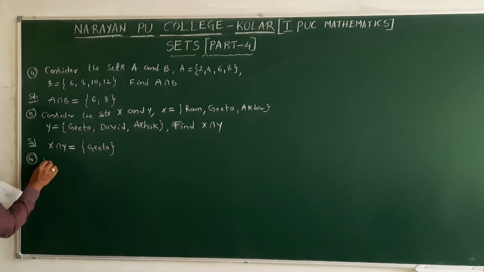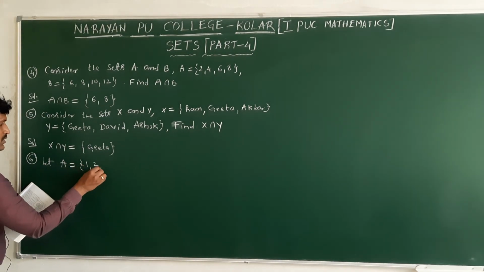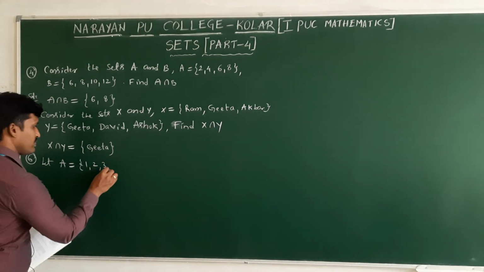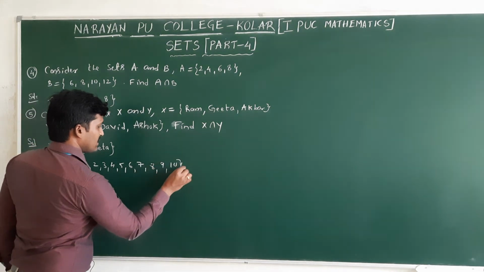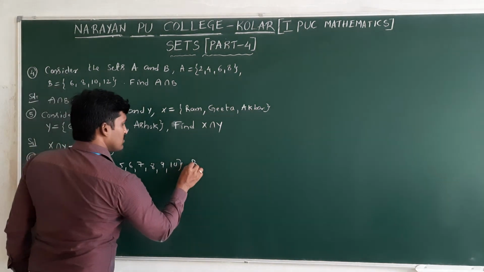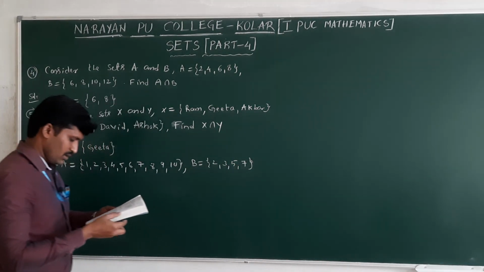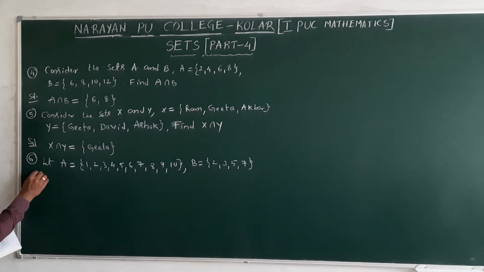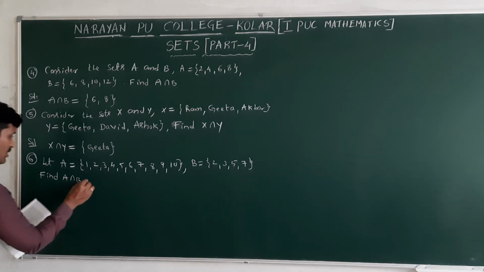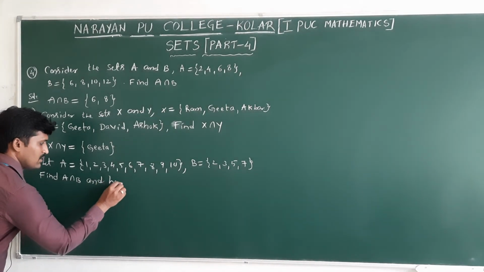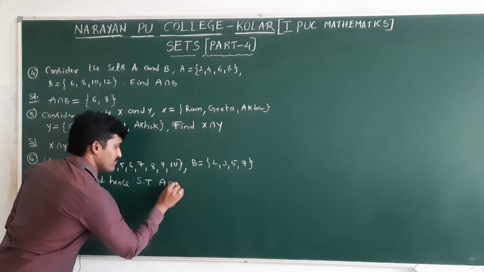Next, sixth one. Let A equal to set of 1, 2, 3, 4 up to 10: 1, 2, 3, 4, 5, 6, 7, 8, 9, 10. B equal to 2, 3, 5, 7. Find A intersection B, and hence show that A intersection B equal to B.